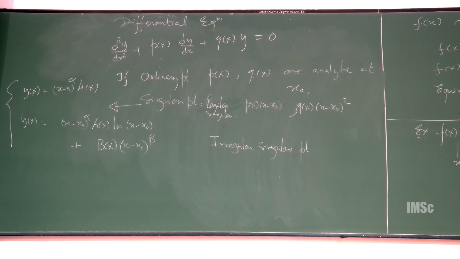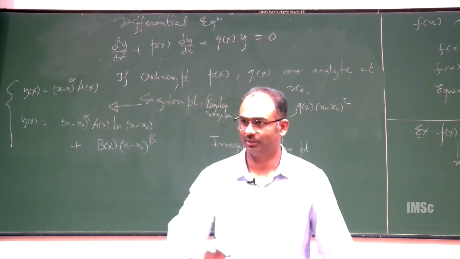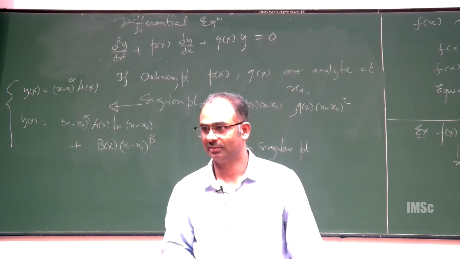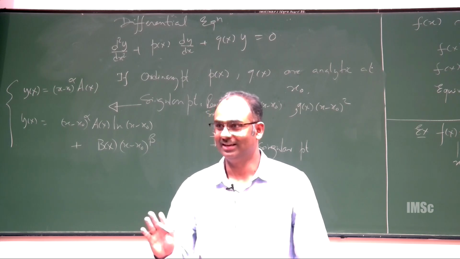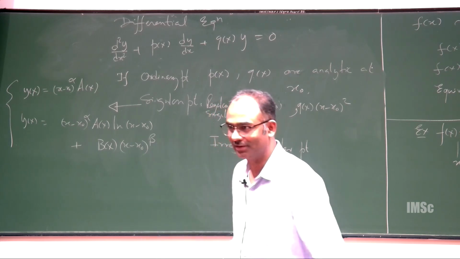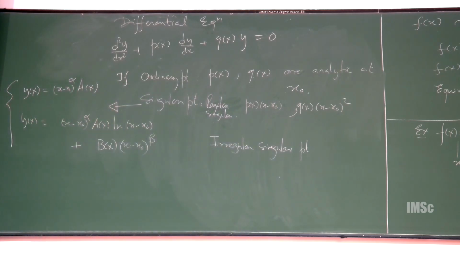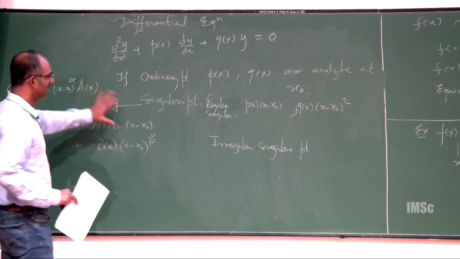How the singularity is coming, I'm not actually understanding. Because if a function is not analytic at a point, that's a singular point. But you defined that P and Q are analytic at x0, so that means it. No, I didn't define that. I'll show you. I'll give you one example, maybe it will be clearer. Depending on what is happening at x naught, you tell whether it's singular or not. Okay, so up to here we are fine.